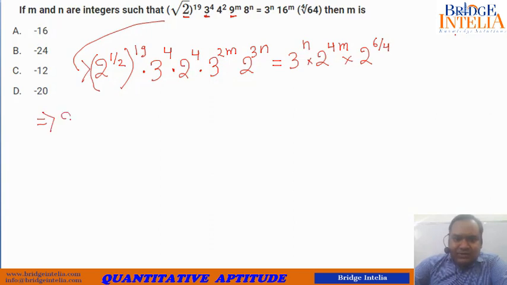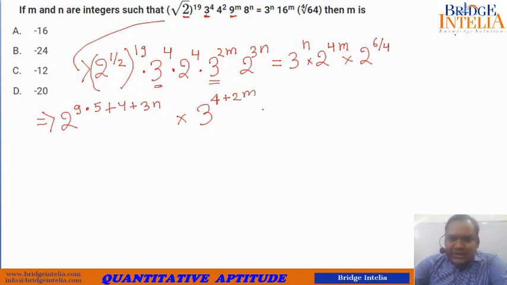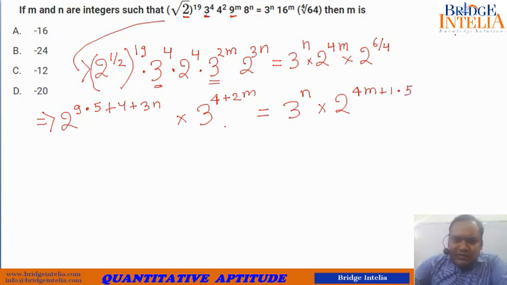It is given to us that 2 to the power half into 19, so 9.5, plus 4. You add all the powers of 2 together, plus 3n into 3 to the power 4 plus 2m. Here you can see both the bases are 3, so you can add their exponents. This must be equal to 3 to the power n into 2 to the power 4m plus, now what is 6 by 4? 6 by 4 is 1.5. So this is what is given to us.